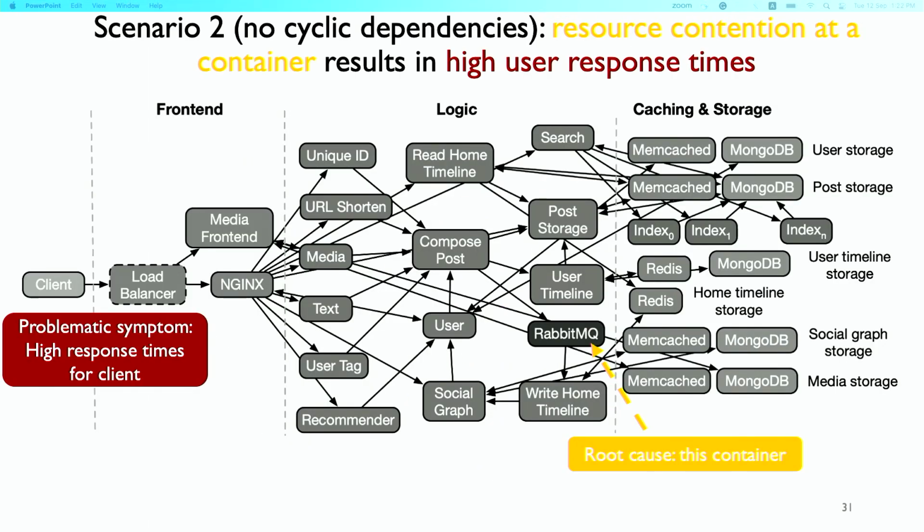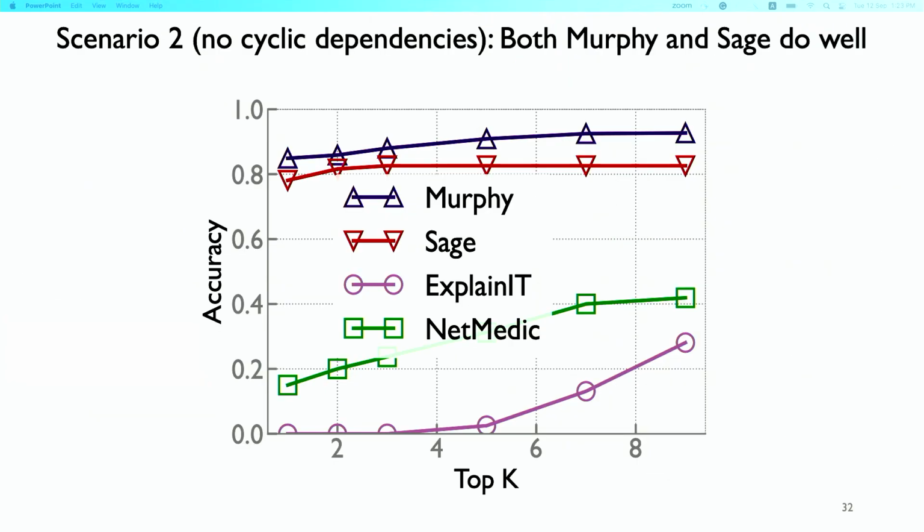So here is another scenario where the problematic symptom is high response times for a client, and the root cause is a container which has resource contention. So this scenario is inspired by past work, and it does not require us to capture cyclic dependencies. So Murphy should also do well here. And it does. In fact, both Murphy and Sage do well. Sage is a past work for this in the absence of cyclic dependencies. Murphy is marginally better than Sage, probably because in our environment, we didn't have enough data points to train Sage's neural networks.